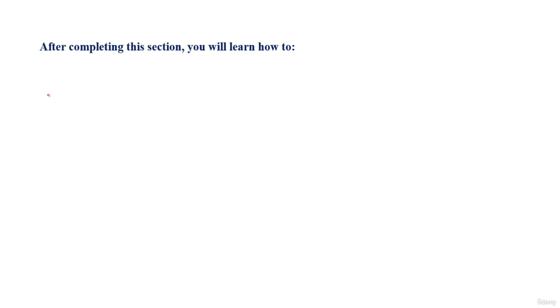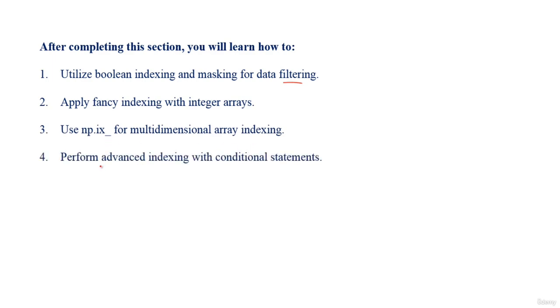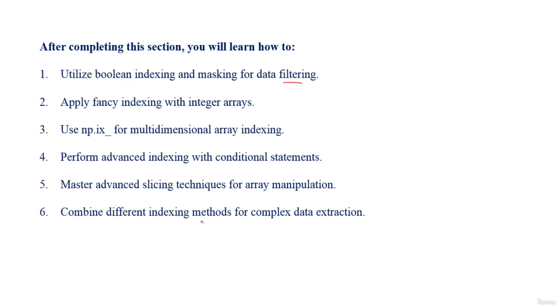So after completing this section, you will learn how to utilize Boolean indexing and masking for data filtering. Apply fancy indexing with integer arrays. Use np.ix_ for multidimensional array indexing. Perform advanced indexing with conditional statements. Master advanced slicing techniques for array manipulation. Combine different indexing methods for complex data extraction. So these are the 6 points you will learn at the end of this section.